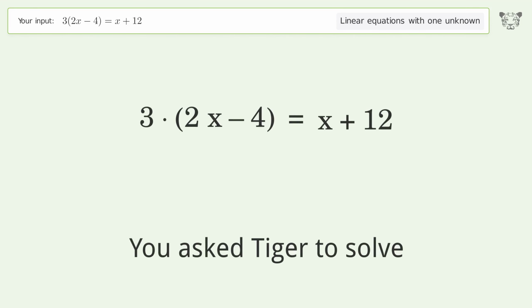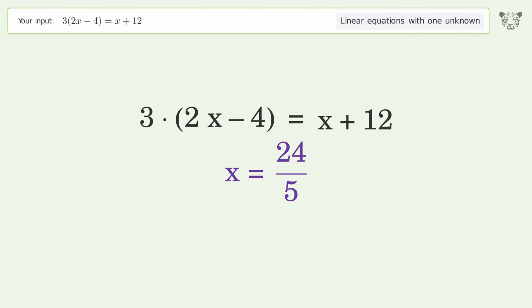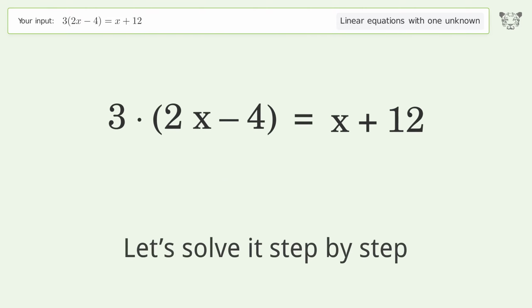You ask Tiger to solve. This deals with linear equations with one unknown. The final result is x equals 24 over 5. Let's solve it step by step.